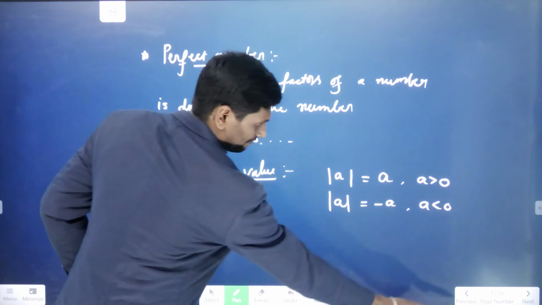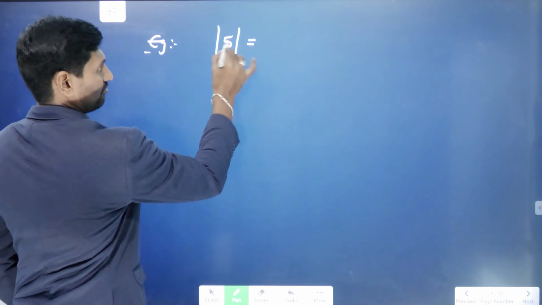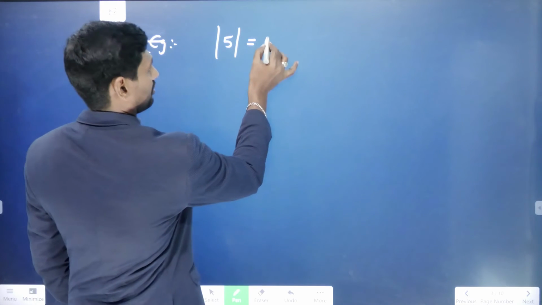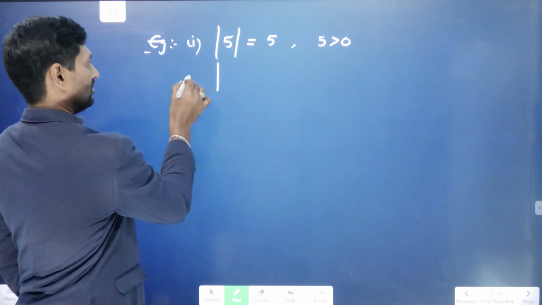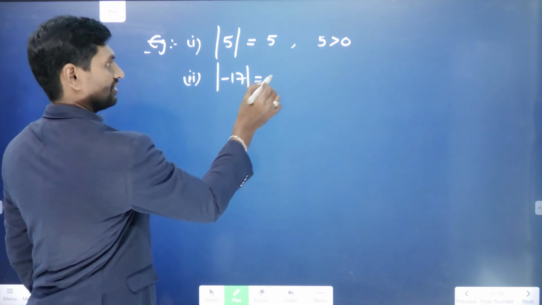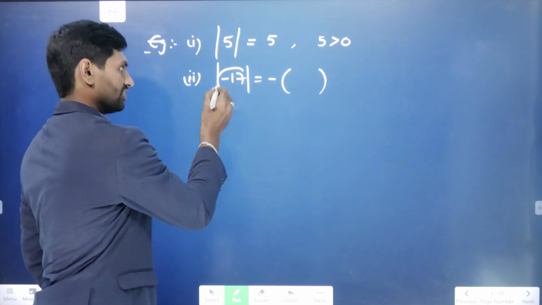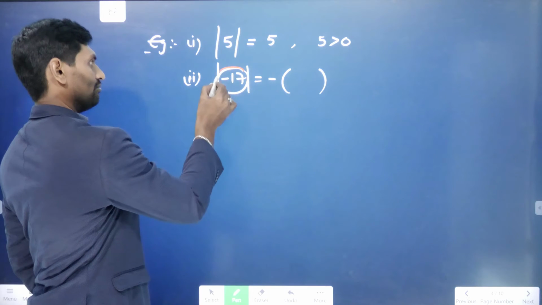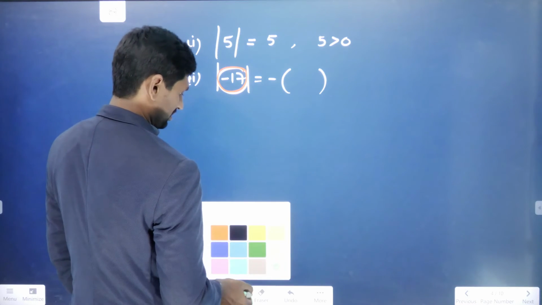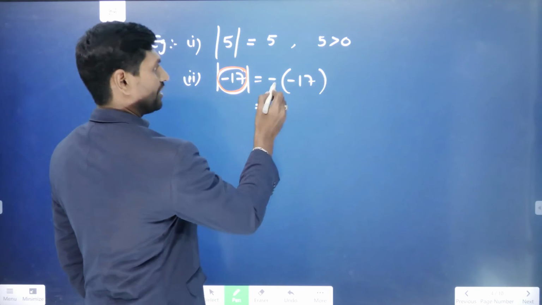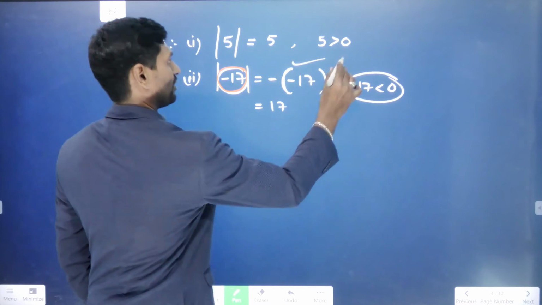Let us go through the examples. First example, modulus of 5. Is 5 greater than 0 or not? Obviously, so the answer is 5 only. Now the second situation. I am taking minus 17. So what is the answer? Here modulus of A means A is entirely minus 17. What is the condition? Minus 17 is less than 0. So the answer will be minus A. That means minus into minus becomes plus 17. Here minus 17 is less than 0, that's why we take minus A.